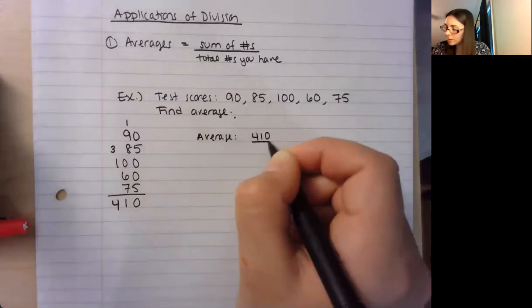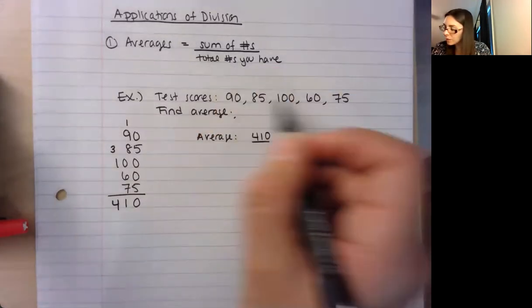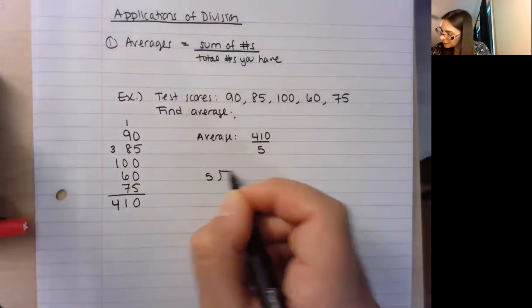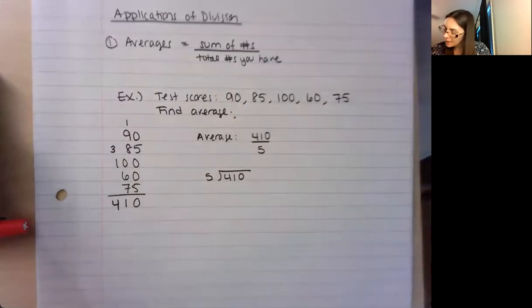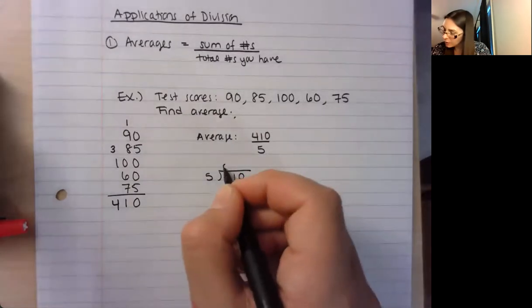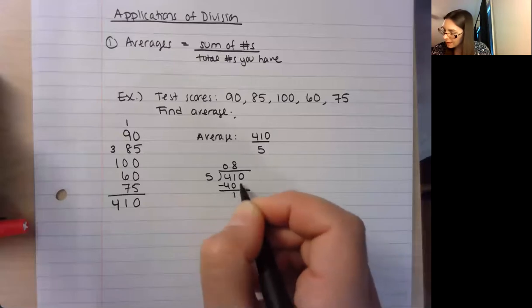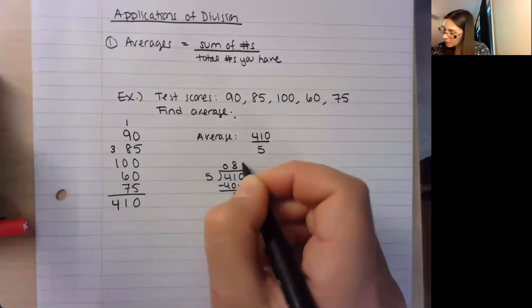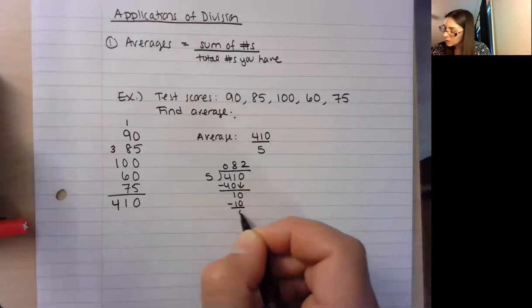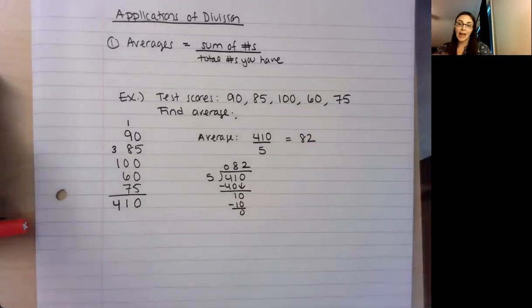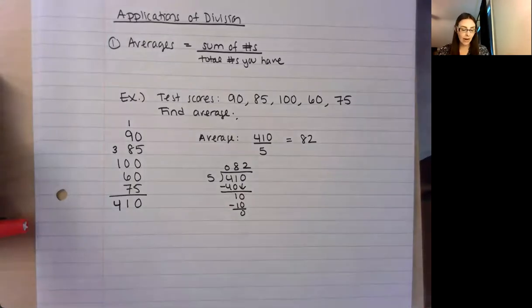And then the total numbers I have are 5. I have 1, 2, 3, 4, 5. So now we do 5 into 410. 5 does not go into 4, but it goes into 41 8 times, which is 40. And then 5 goes into 10 2 times, which is 10. It comes out even. So our average here would be 82. So if you wanted to find your average of your test scores, let's say, then our average could be 82 in this case.